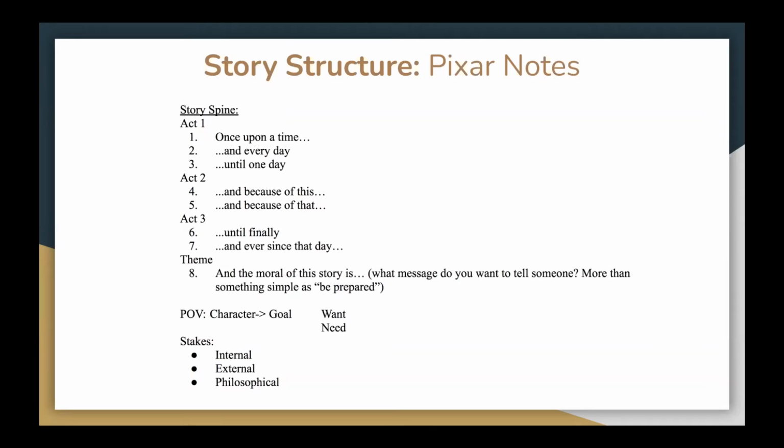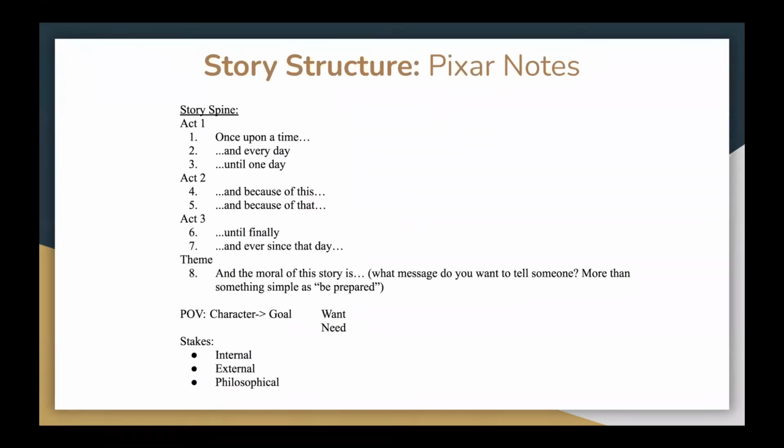And then Act 2 is: because of this event, then this happens. And then because of this event, that happens. This person does this, this person does that. Then you get to your Act 3. So finally, this happens. And ever since that day, everyone lived happily ever after. And then you've got your morals. It's usually like, what message do you want to tell an audience, rather than a simple thing like, be prepared. It's got to be an actual message.